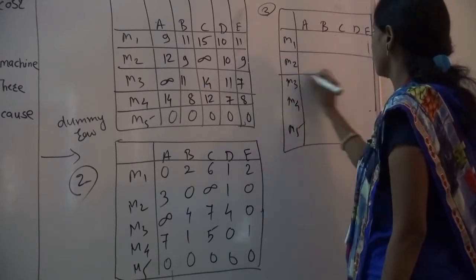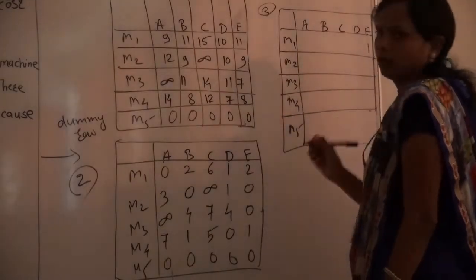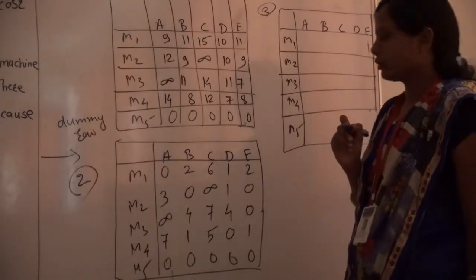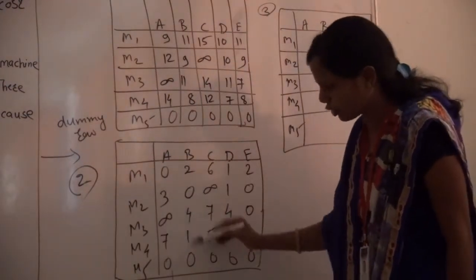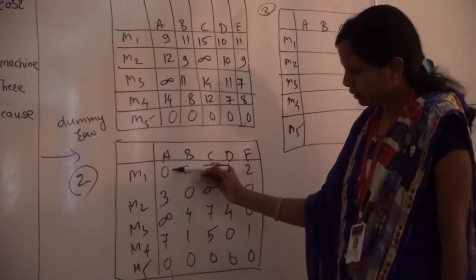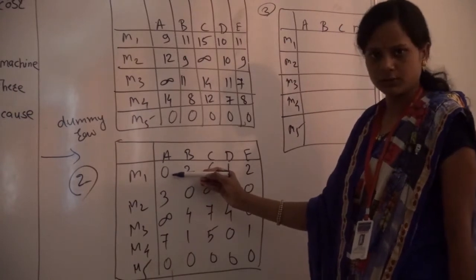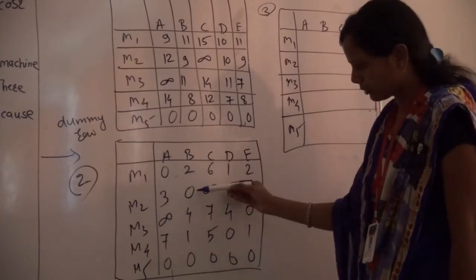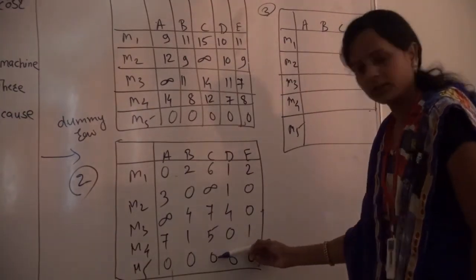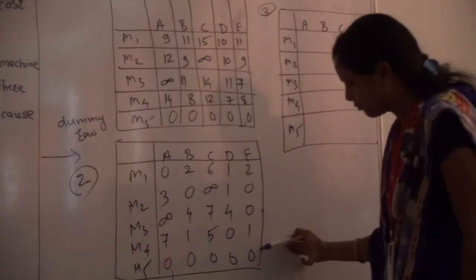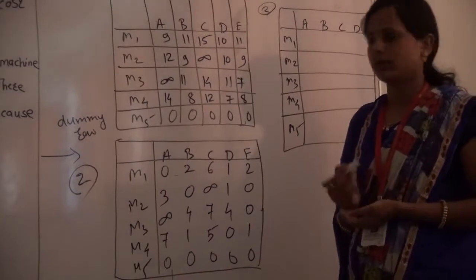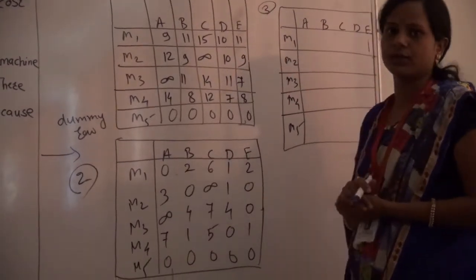So now students, what you have to do? Column step. So what is column step? We have to select the smallest element from each column. So observe here, in the first column 0 is available, in the second column again 0 is available, third again 0 is available, fourth again 0 is available, and the fifth again 0 is available. So in 5 columns 0 is available.